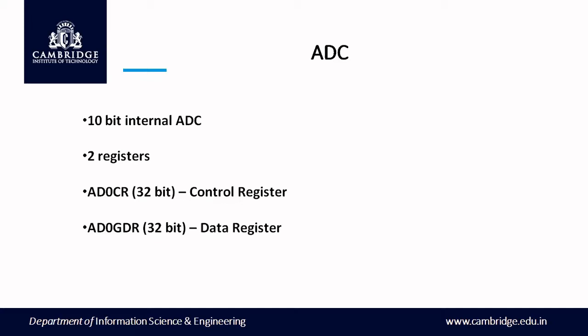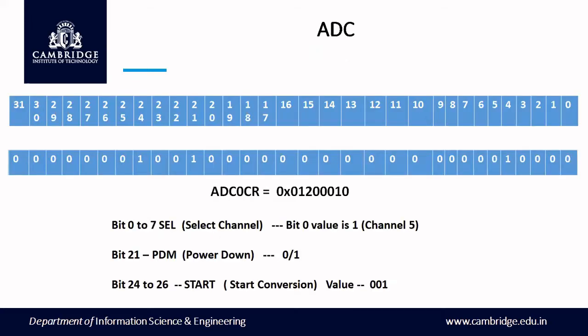One is the control register, which is called AD0CR. The second one is the data register, which is called AD0GDR. Both are of size 32-bit. So when you see here AD0CR, that is a control register. You will be having 32 bits in that register, and in that we need to identify the bits. We will be concentrating only on a few bits, not all the bits. We want only the configuration of a few bits here.